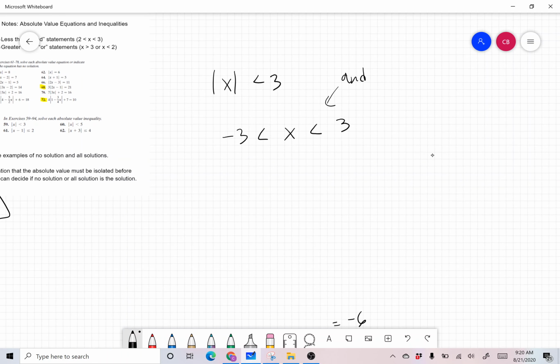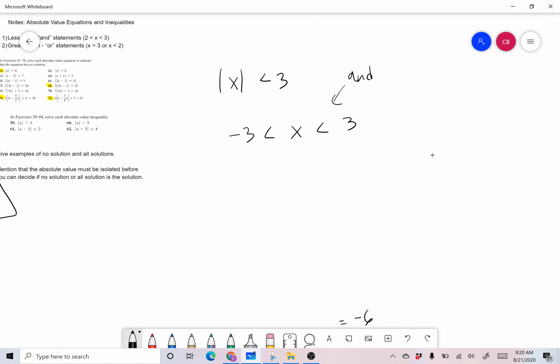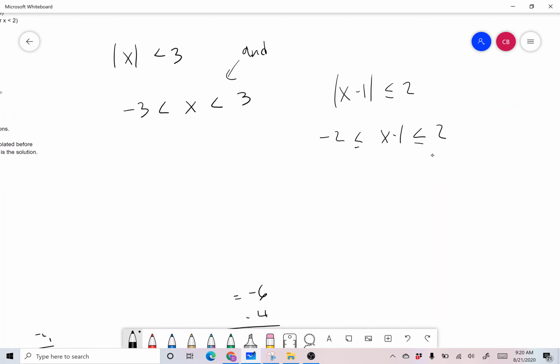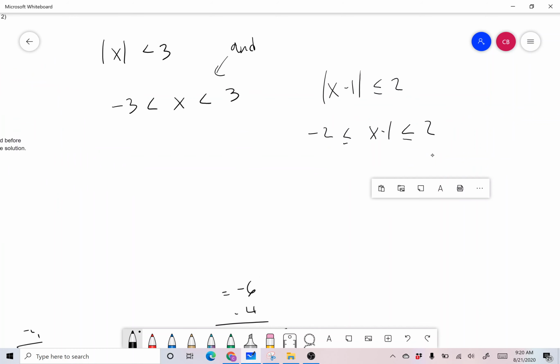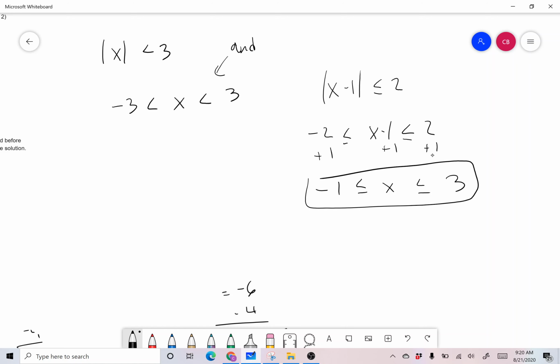If we did the absolute value of x minus 1 is less than or equal to 2, then this is going to be negative 2 is less than or equal to x minus 1, less than or equal to 2. We add the 1. Negative 1 is less than or equal to x is less than or equal to 3. And those are our solutions.